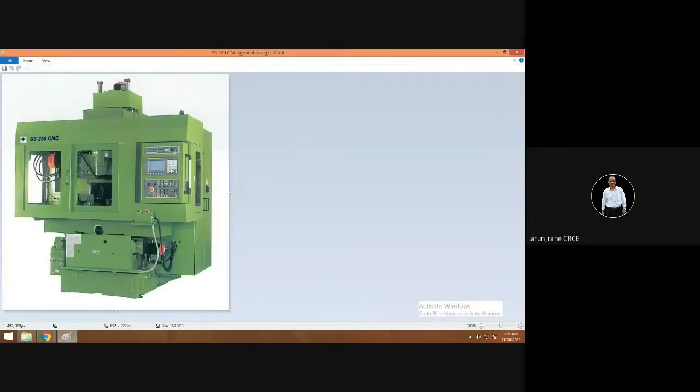This is SS250 CNC gear shaving machine. This is used for shaving gear teeth, that is for finishing. Remember the basic difference in a gear shaving machine is that the workpiece is not rotated positively. Not rotated positively means the workpiece is not coupled to the motor directly. The workpiece rotates when the shaving cutter is engaged. So the shaving cutter is positively driven, and because of the rotation of the shaving cutter, the workpiece will rotate.